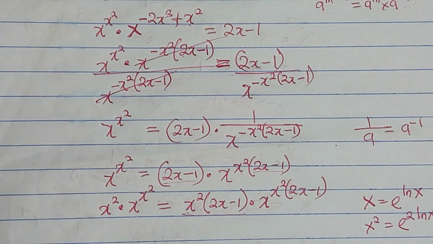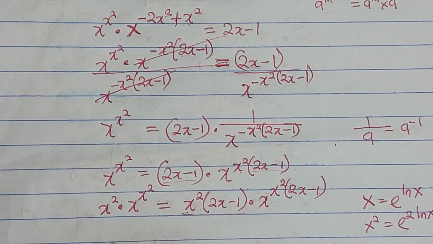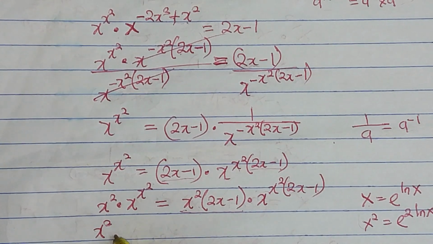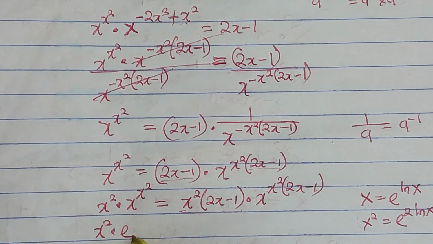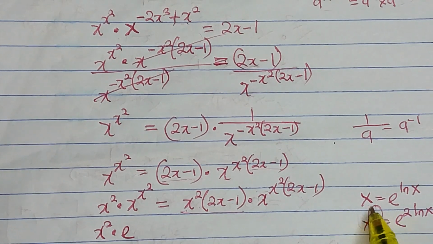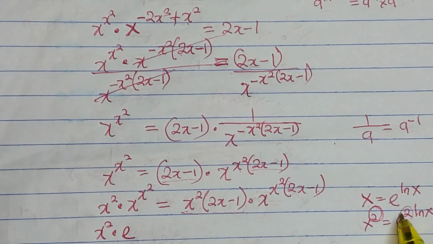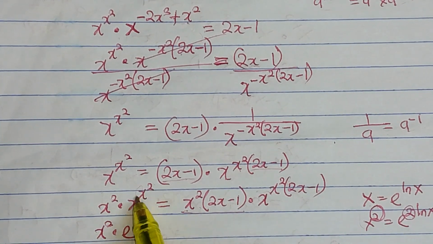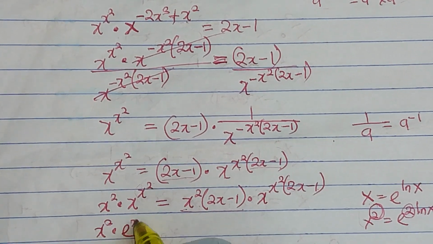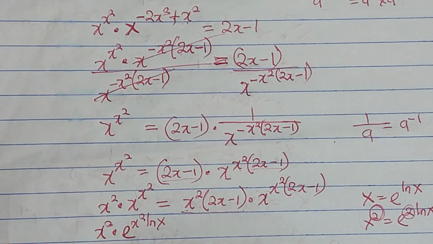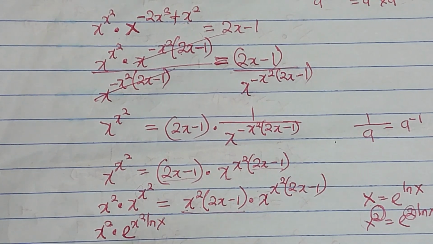So let's substitute. Let's do it here. We are now having x squared multiplied by, recall that the exponent here becomes the number multiplying the ln of the base. So this is the exponent, and it will now multiply the ln of the base, which is x. We are done with this.